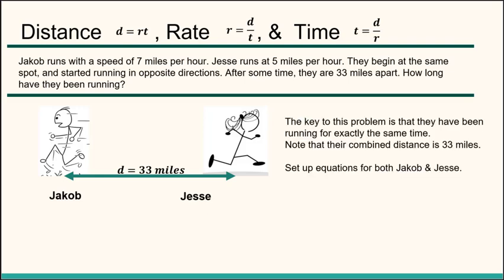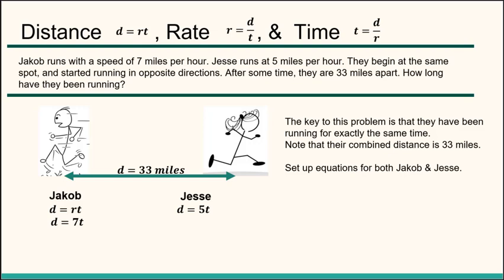Now, the key to this problem is that they've been running for exactly the same time because they started at the same time. Note that their combined distance is 33 miles. Now, neither one of them ran 33 miles. It's just the combined distance that is 33 miles. So we're going to set up equations for both Jacob and Jesse. So let's look at Jacob. Distance equals rate times time. So his rate is 7. Jesse, her rate is 5. So I have d equals 5t for Jesse and d equals 7t for Jacob.